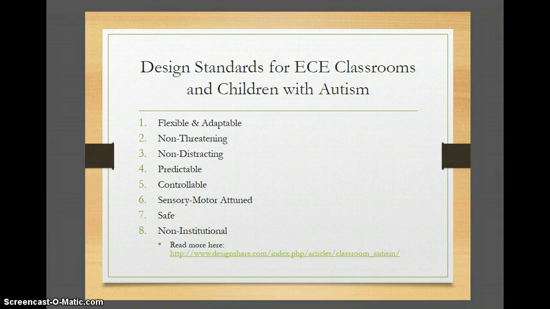We want things to be controllable for the child. So we're not necessarily talking that the child is controlling the environment, but when a child can understand his environment, his emotional security rises and the child feels an increased sense of control. So the child has his own personal space and he feels in control of himself and the way he functions in his environment. Sensory motor attuned, so that has to do with all of our senses. Safe, obviously physical, emotional. That reduces the need for rules. And non-institutional. By that it means it feels like home. It feels safe for the child. All of these elements are so important.